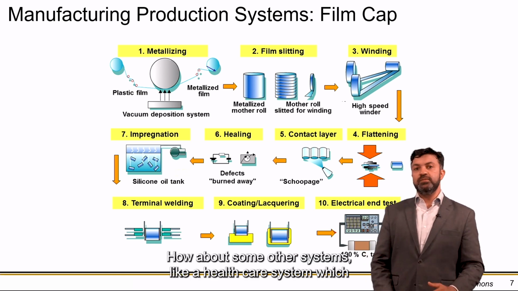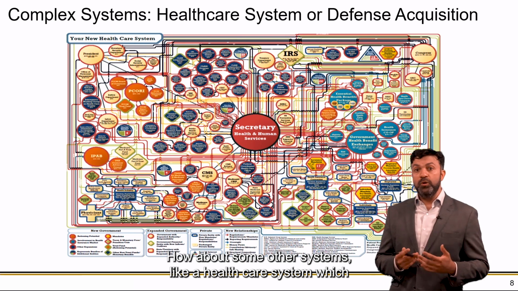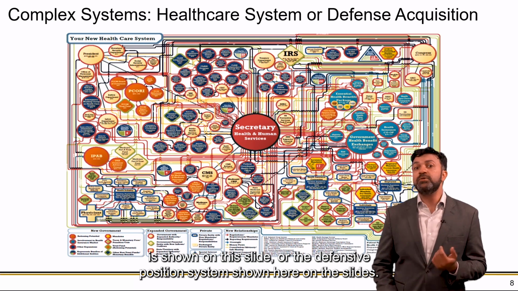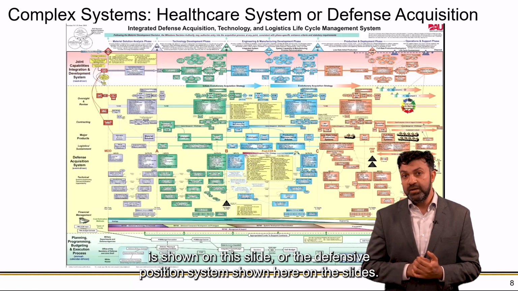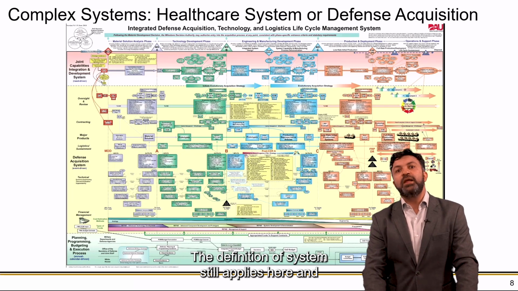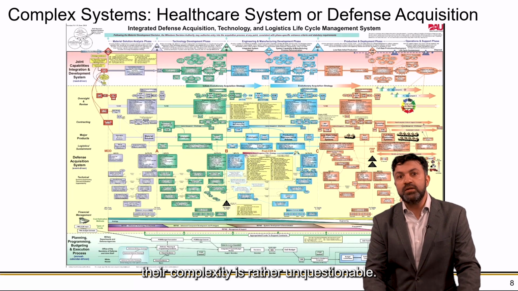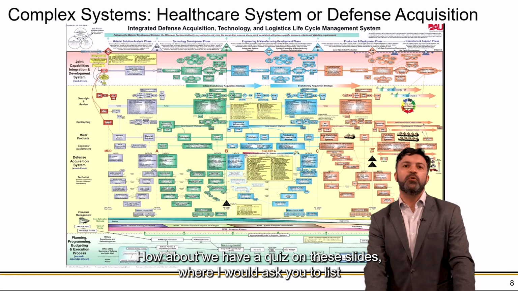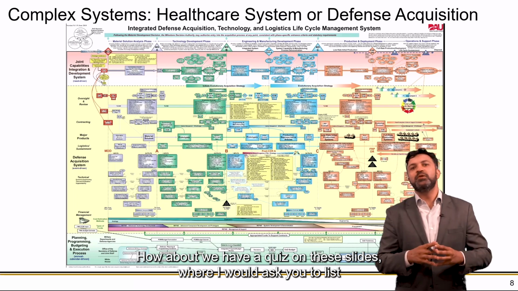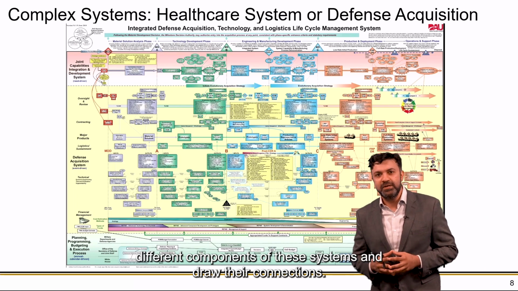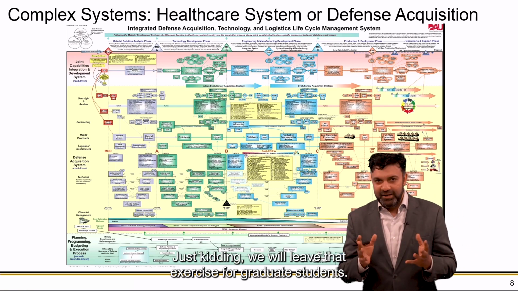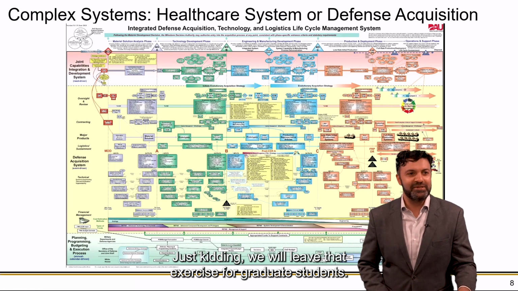How about some other systems, like a healthcare system, which is shown on this slide, or the defense acquisition system shown here on this slide? The definition of system still applies here, and their complexity is rather unquestionable. How about we have a quiz on these slides, where I would ask you to list different components of these systems and draw their connections. Just kidding, we'll leave that exercise for our graduate students.